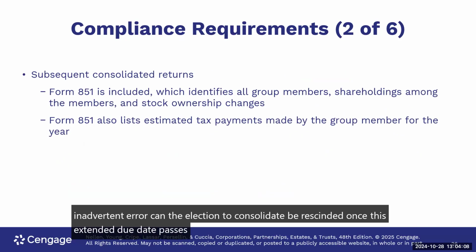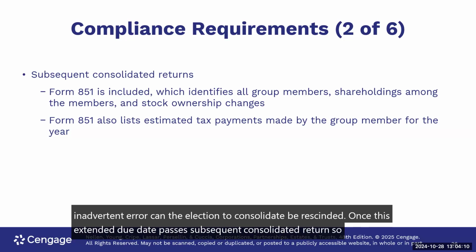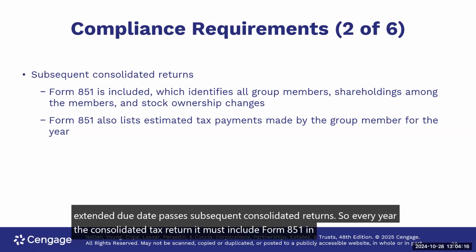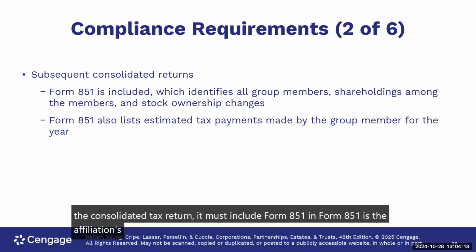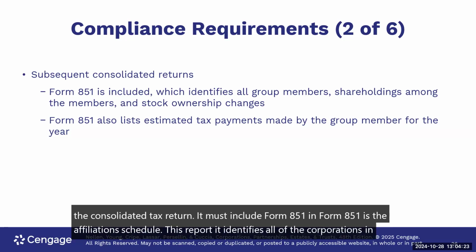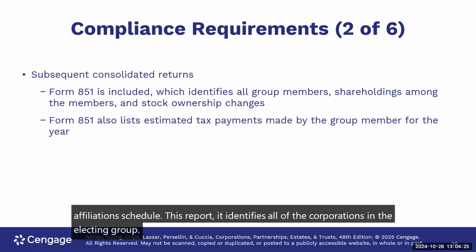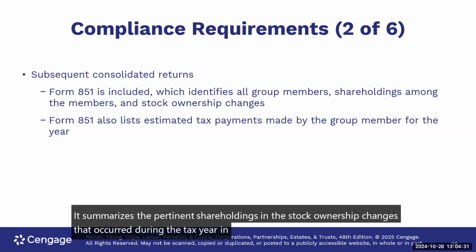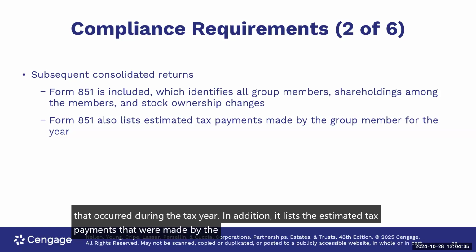Subsequent consolidated returns. Every year, the consolidated tax return must include Form 851. Form 851 is the affiliations schedule. This report identifies all of the corporations in the electing group. It summarizes the pertinent shareholdings and the stock ownership changes that occurred during the tax year. In addition, it lists the estimated tax payments that were made by the group members for the year.